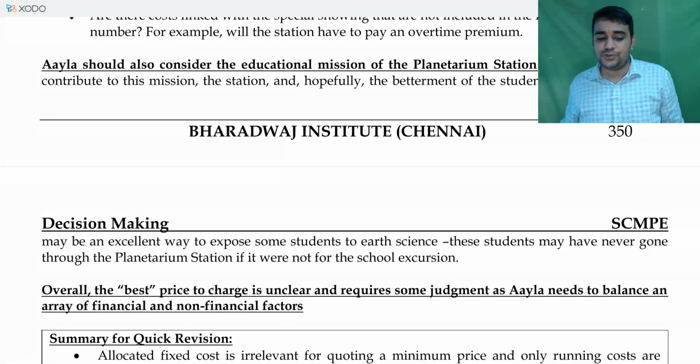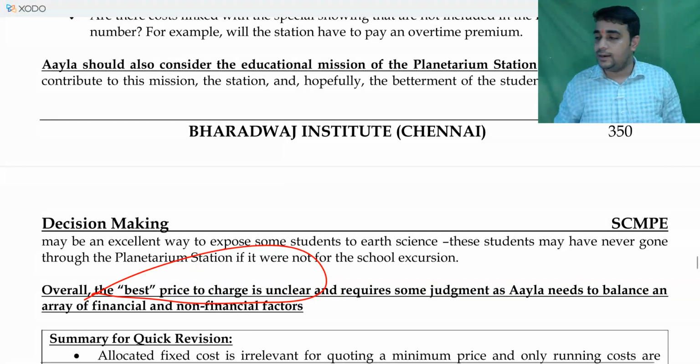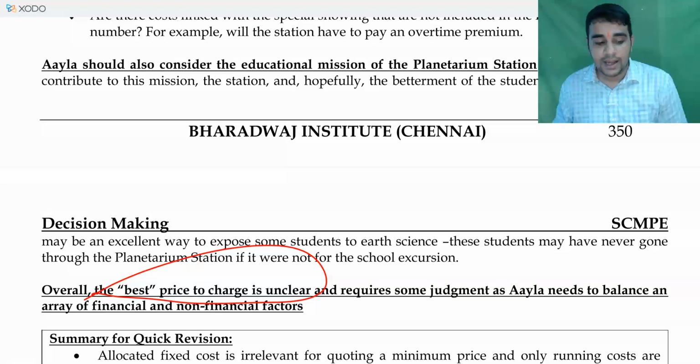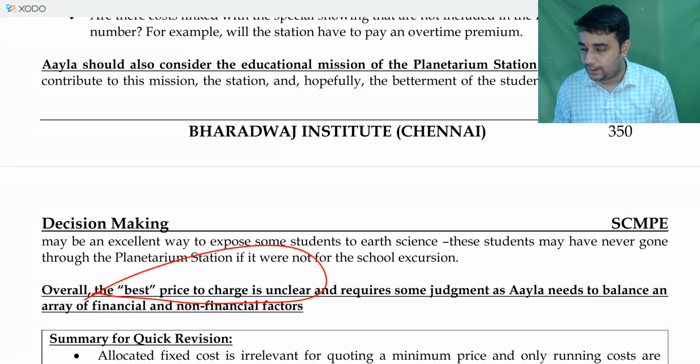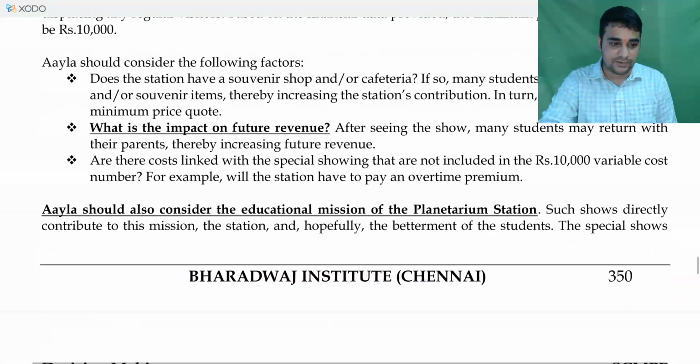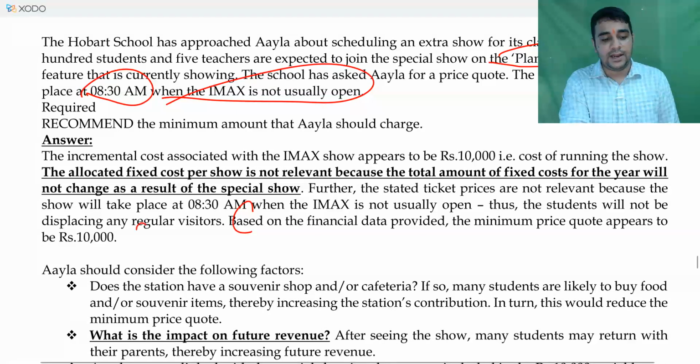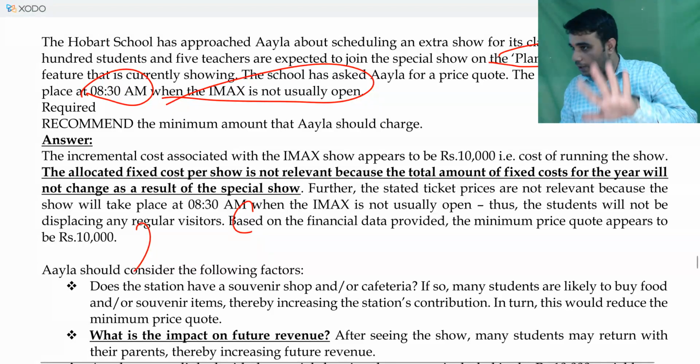Overall, the best price to charge is unclear, requires some judgment, as ILA needs to balance an array of financial and non-financial factors. I will not give a conclusion saying how much you have to charge. I can say from the financial point of view how much you have to charge, which is given in the question. Based on the financial data, the minimum price is 10,000. That you will have to answer.